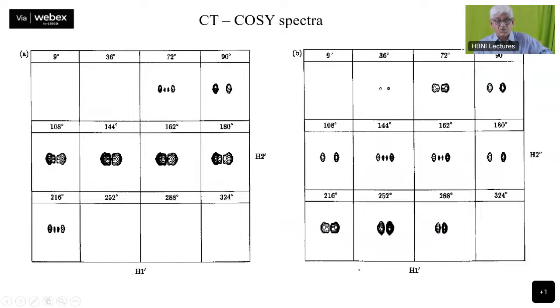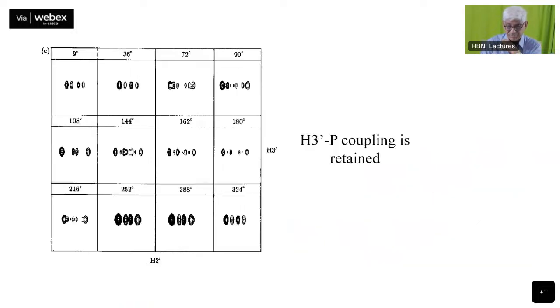Now, these are the things in the constant time COSY. In the constant time COSY, you remove the coupling constant along the F1 dimension. Along this dimension, you remove the coupling constant. Therefore, the pattern gets quite simplified. You have the coupling constant present only along the F2 dimension, and you can measure this coupling constant directly. This simplifies the spectra quite substantially.